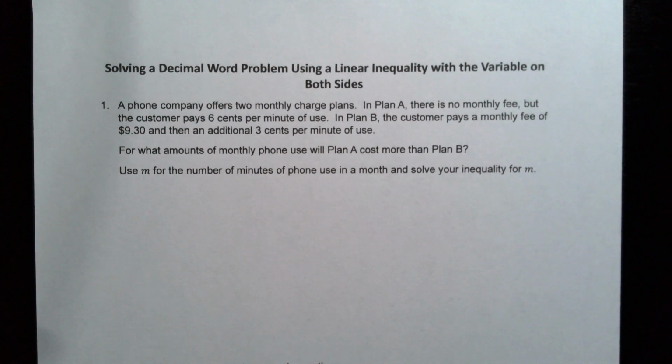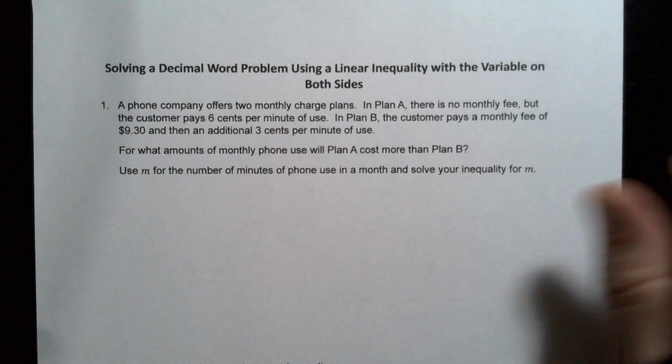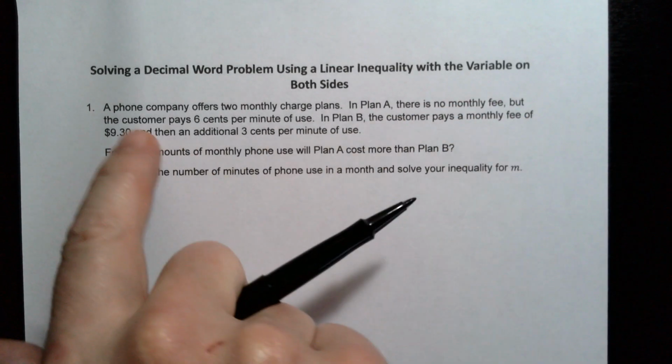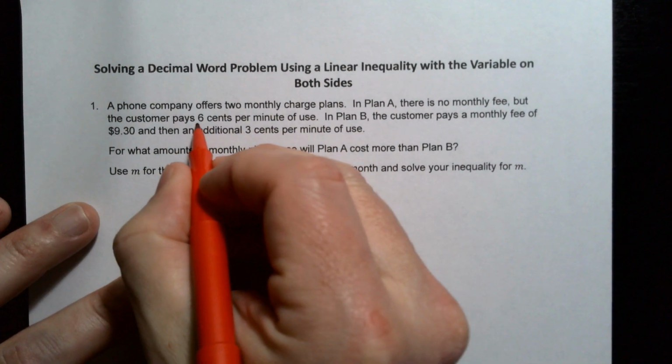In this video, we're going to be looking at solving a decimal word problem using a linear inequality with variables on both sides. Okay, so our first problem, we have a phone company offers 2 monthly charge plans. In plan A, there's no monthly fee, but the customer pays 6 cents per minute of use. Okay, so that's important information.